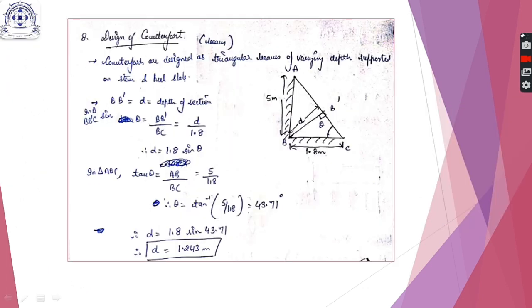Now we design the counterforts. Counterforts are designed as triangular beams of varying depth supported on the stem and heel slab. So first of all we find the D.